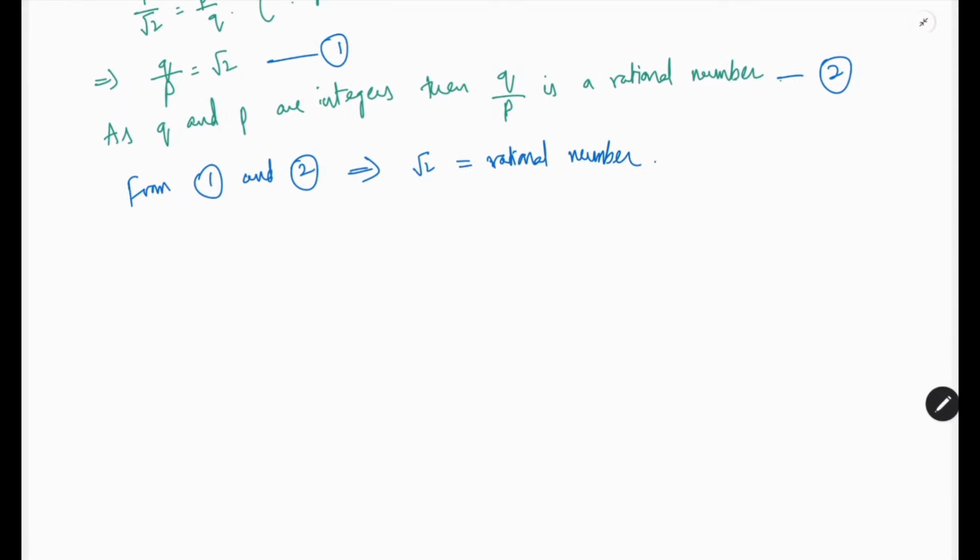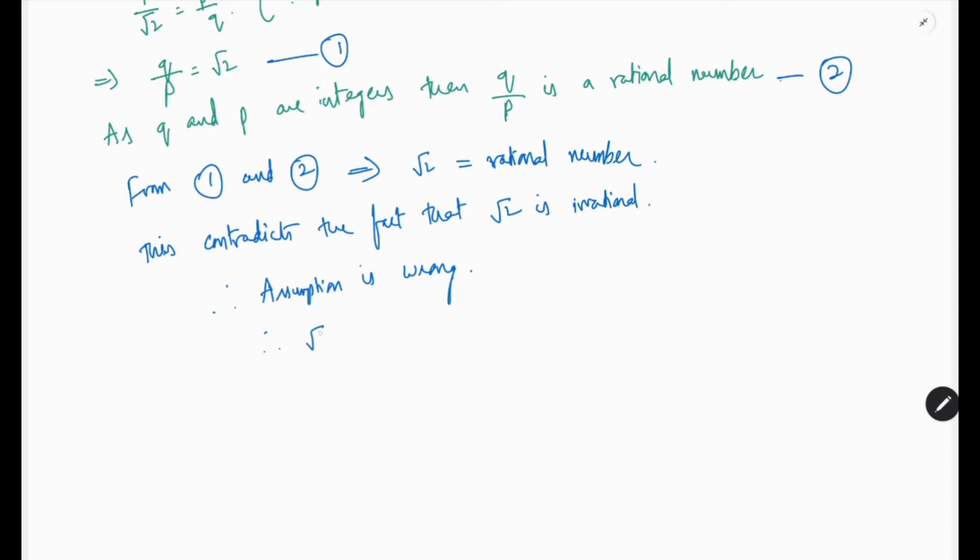But this contradicts the fact that root 2 is an irrational number. So this contradiction has arisen due to our wrong assumption that root 2 is rational. Okay, the assumption is wrong. Therefore root 2 is irrational.